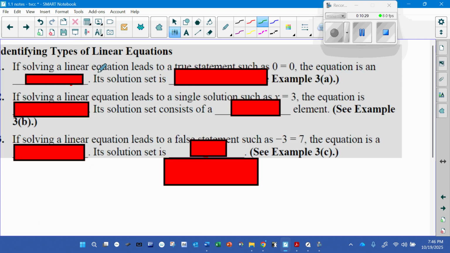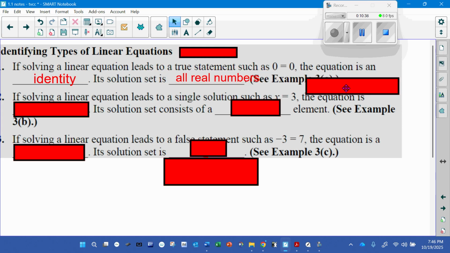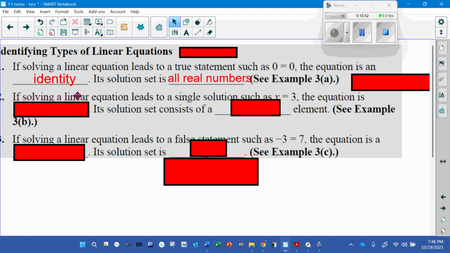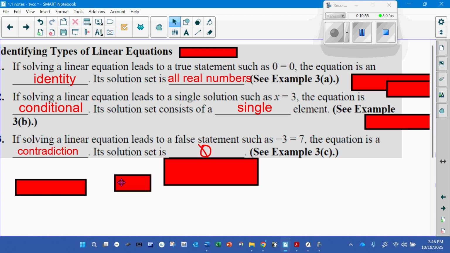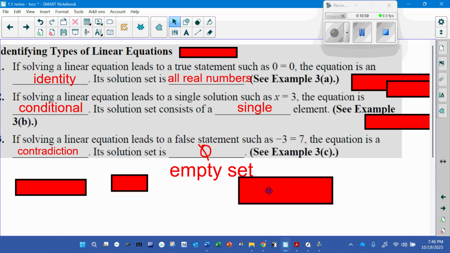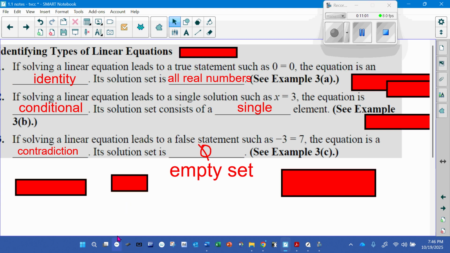All right, so to wrap up that page. If solving a linear equation leads to a true statement, such as 0 equals 0, it is an identity, and it is all real numbers as your solution. If you lead to a single solution, this is a conditional, and it has a single element as the answer. And if you get a false statement, this is a contradiction, and you have that symbol there known as the empty set.